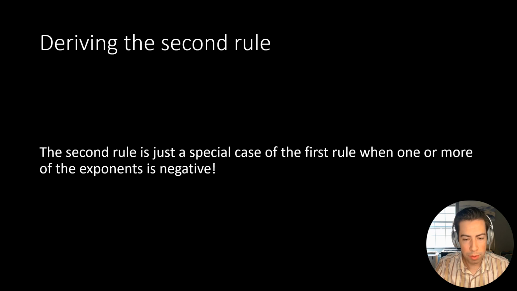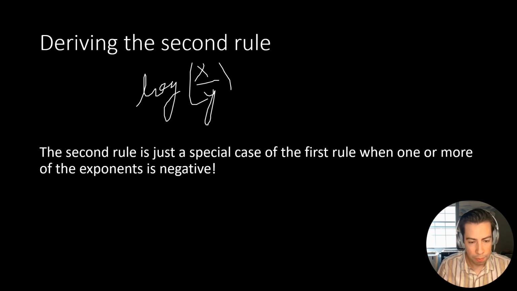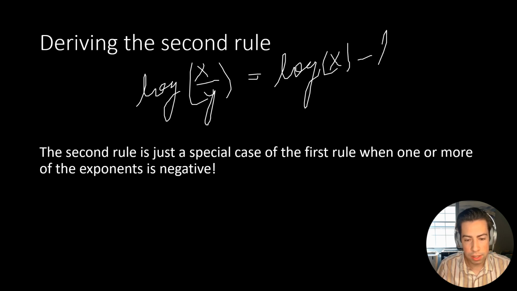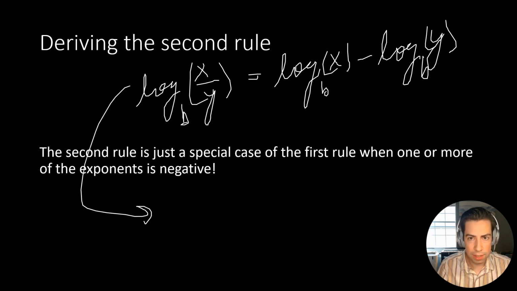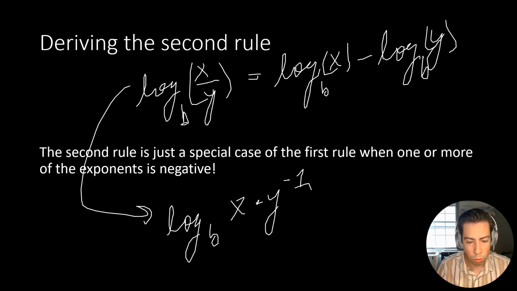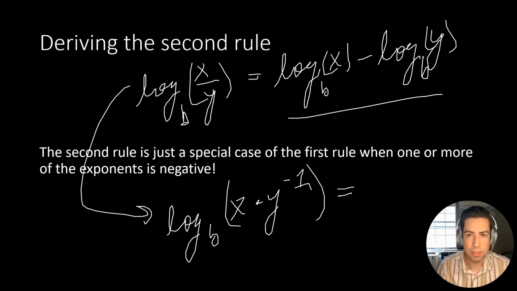So now, guys, what we're going to do is derive the second rule. And again, the second rule is just a special case of the first rule when one or more of the exponents is negative, okay? So remember that rule was going to be log of x divided by y equals log of x minus the log of y, right? Now, and again, it's base b, right? So really, what the left side is saying is log to the base b of x multiplied by y to the negative 1 power, right? So we would expect that we would get something that looks like this, but let's go ahead and prove it.